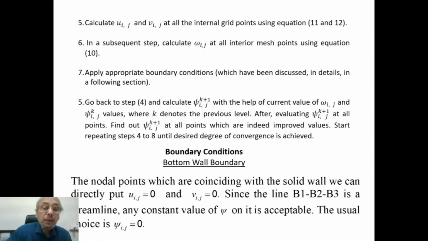So we can directly put Uij equal to 0, Vij equal to 0. Since the line B1, B2, B3 is a streamline, any constant value of psi on it is acceptable. The usual choice is psi ij equal to 0. So I have discussed the boundary conditions on U, on V, and on psi.